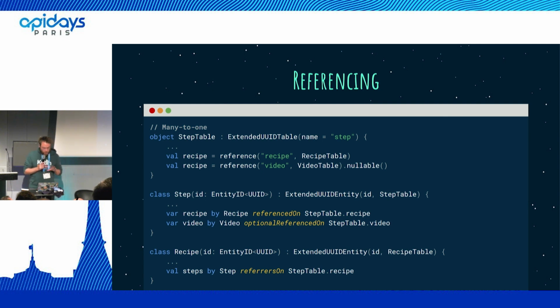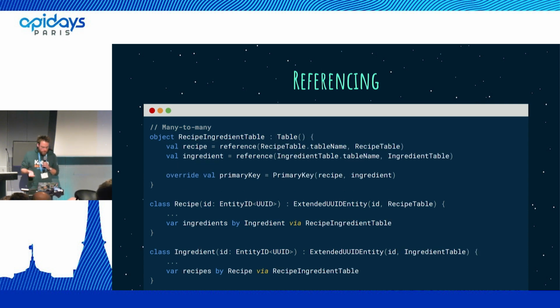It also enables us to have some referencing, so an easy implementation of the many-to-one relation. For example, here in my step table, I have a reference to some recipe and videos, because a step is potentially associated to a video and for sure has a recipe. And thanks to the keywords reference on and optional reference on, we can define this relation, so an optional or strong one.